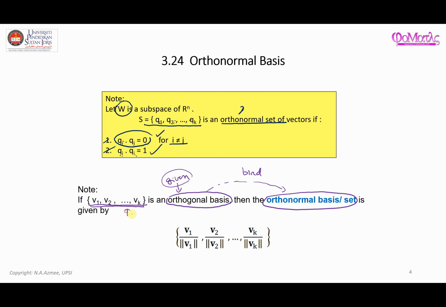Okay, so we can just use this, and then you divide each vector here by its own magnitude. So here is the magnitude of v1, the magnitude of v2, and the magnitude of vk. By doing that, you will get a new set of vectors, and this set here is orthonormal. So that is the way to find an orthonormal basis from an orthogonal basis.